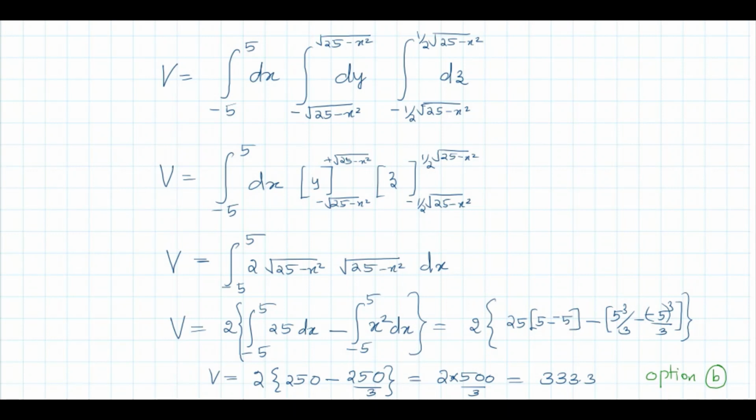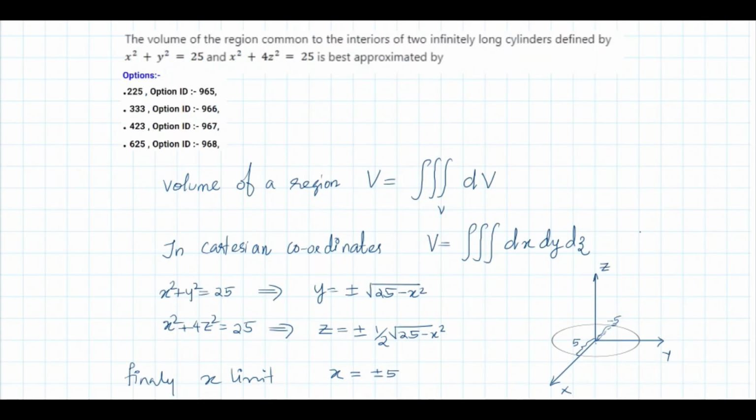Root 25 minus x square into root 25 minus x square becomes 25 minus x square. 2 you can take outside. Integral minus 5 to 5 25 dx minus integral minus 5 to 5 x square dx. Integral dx is x, putting the limits, you will get this. Integral x square dx is x cube by 3, putting the limits, you will get this term. V is equal to 2 into, this is 25 into 10, 250 minus 250 by 3. Solving, the final answer is 333.3. So the correct option is option B. I hope it is clear.